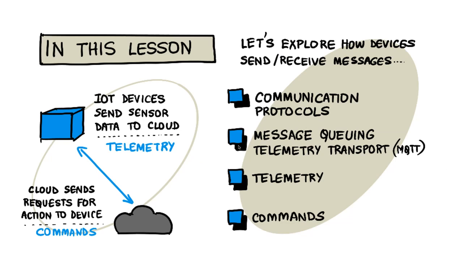And so in this lesson, we're going to talk about some of this. We'll talk about how you send data from the device to the cloud, which we call telemetry, and then you get requests from the cloud to the device to do something, which are known as commands. And we're going to look at the MQTT communication protocol, which stands for message queuing telemetry transport. And we're going to dig into kind of telemetry, which is sensor data, and commands, which is actuator controls.